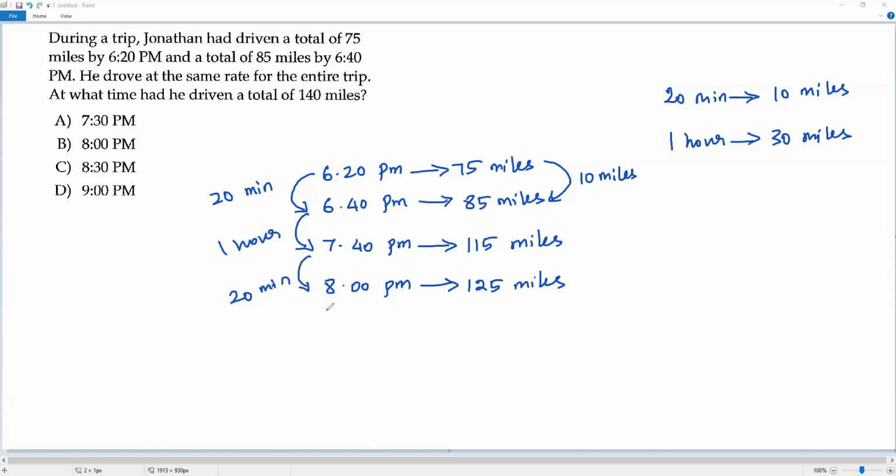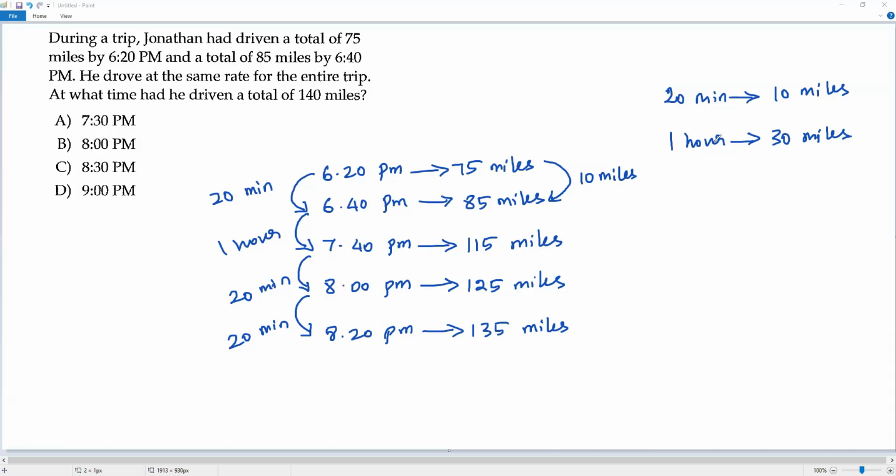Okay, again, I'm taking 20 minutes time duration from 8 p.m. Then I'll get 8:20 p.m. So 8 to 8:20 p.m., we have 20 minutes time duration. So in 20 minutes time duration, he would have driven 10 miles. To know the distance covered by Jonathan at 8:20 p.m., I have to add 10 to this distance, 125 miles. Then I'm getting 135 miles. So I'm very close to the distance 140 miles. I need 5 more miles to be covered.